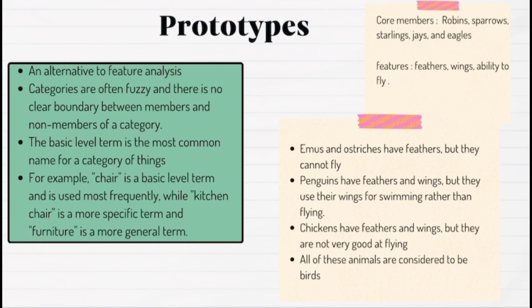For example, birds is a good category to illustrate prototype theory. Robins, sparrows, starlings, jays, and eagles are all core members of the bird category. They share many features, for example, feathers, wings, and the ability to fly.